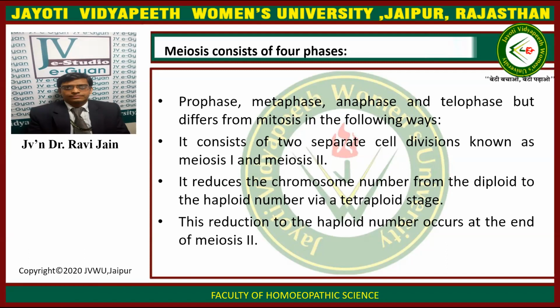Meiosis consists of the same four phases: prophase, metaphase, anaphase, and telophase. But it differs from mitosis in the following ways. It consists of two separate cell divisions known as meiosis 1 and meiosis 2. It reduces the chromosome number from the diploid to the haploid number via the tetraploid stage. The reduction to the haploid number occurs at the end of meiosis 2.